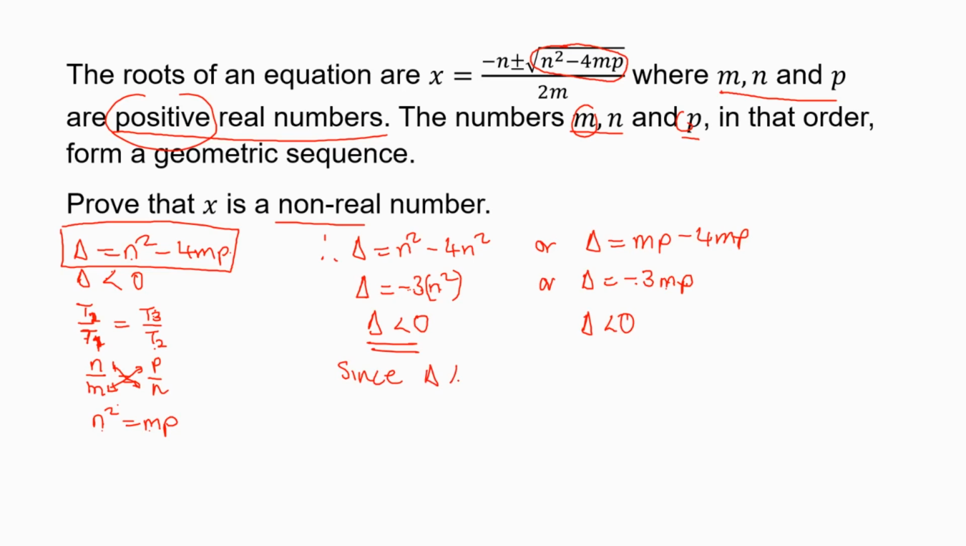So since the discriminant is less than 0, therefore x is a non-real number. You just proved that x is a non-real number. When x is non-real, or the roots are non-real, the discriminant is less than 0. You know that from the nature of roots. That's what we're supposed to do there. We're going to meet when we're doing our question 2.